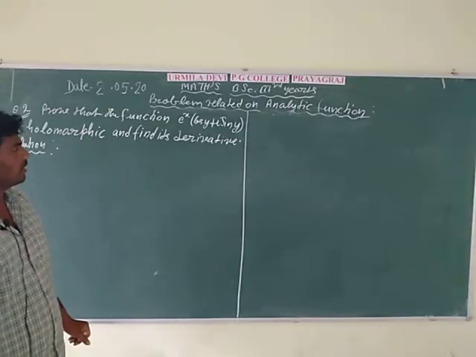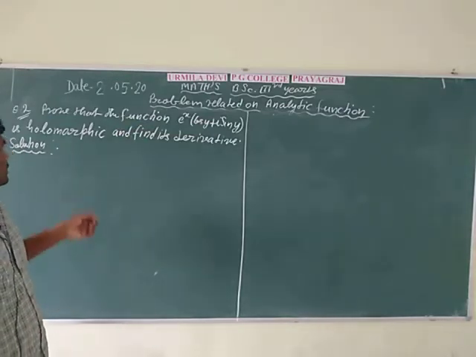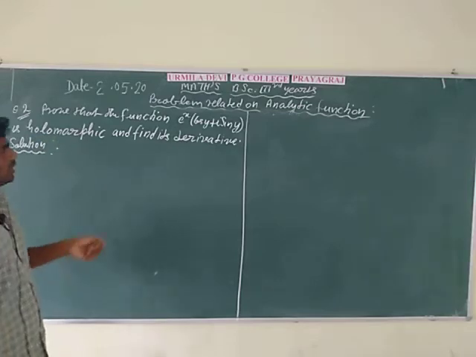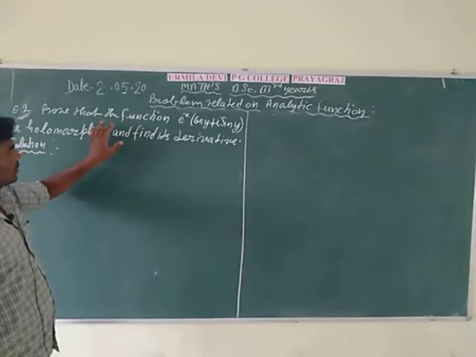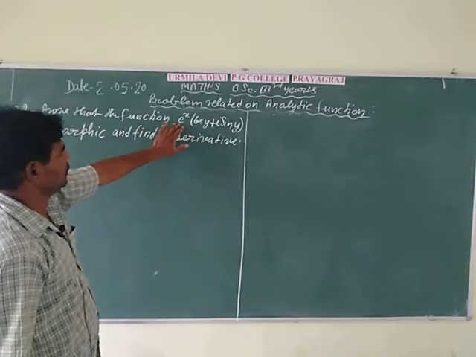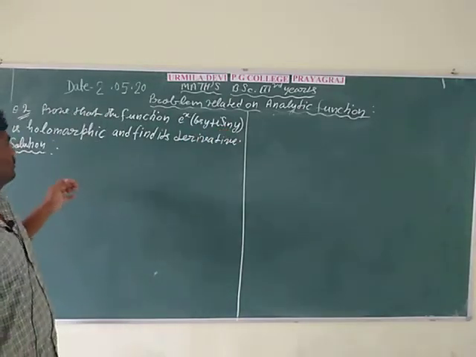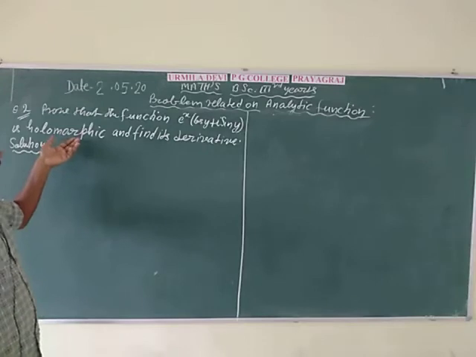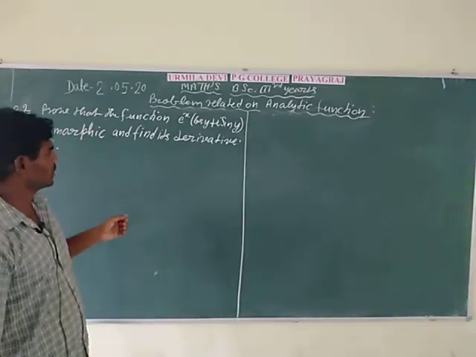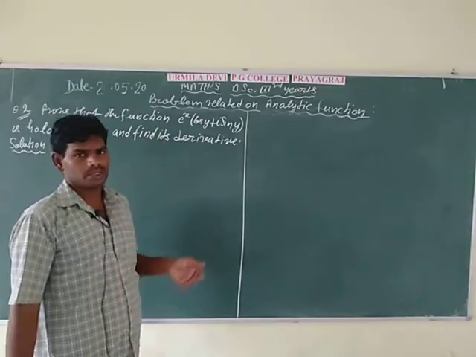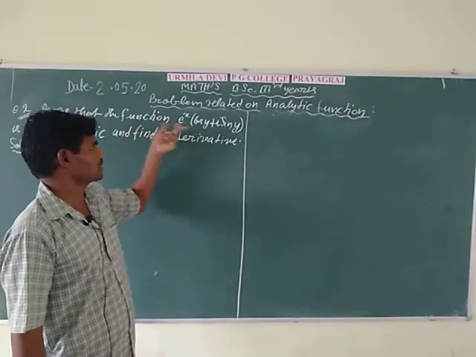then this function will be analytic, and after that it is called holomorphic, and also find the derivative. So in this question there are two parts. First, prove that the function f(z) equal to e to power x (cos y plus i sin y) satisfies the CR equations, meaning it is an analytic function and hence holomorphic. And the second part of the question is to find the derivative, the differentiation of the function f(z).